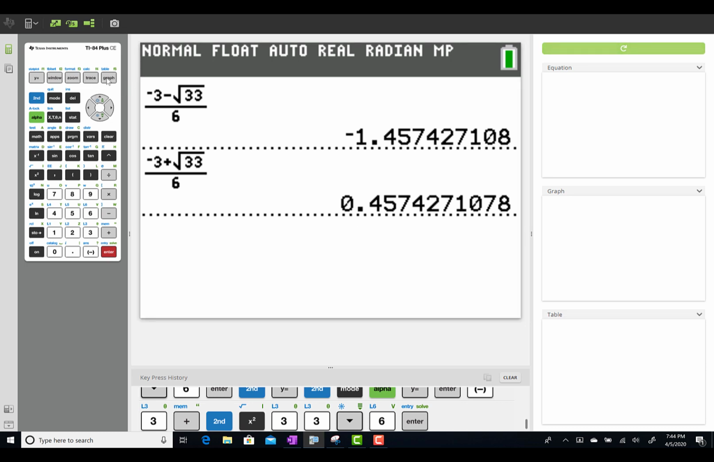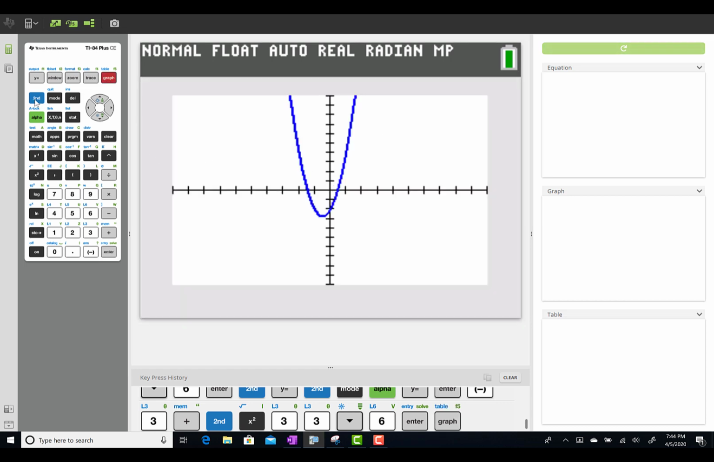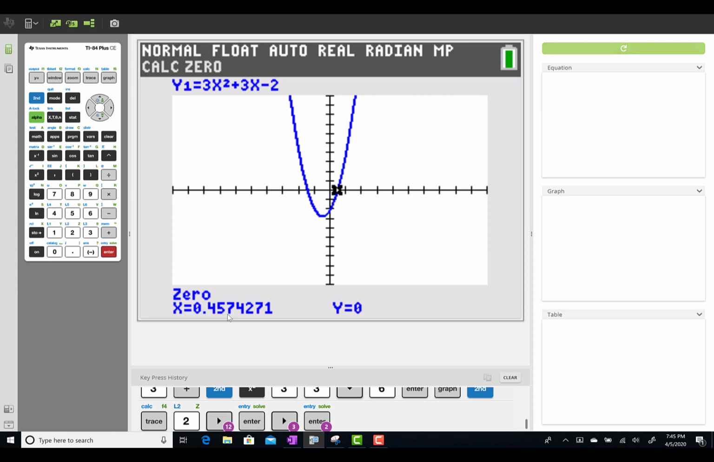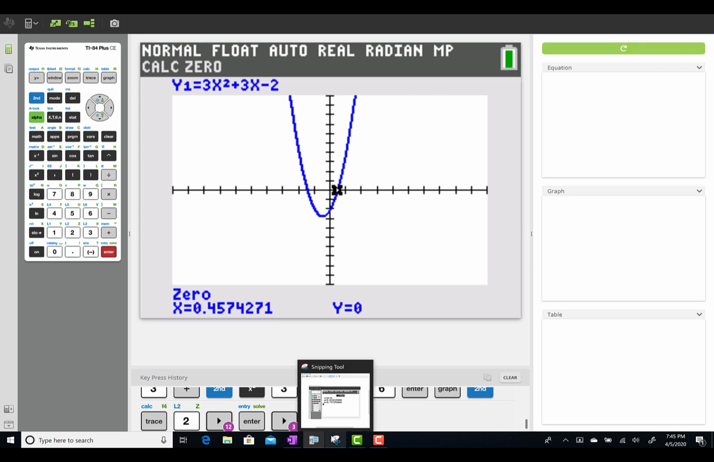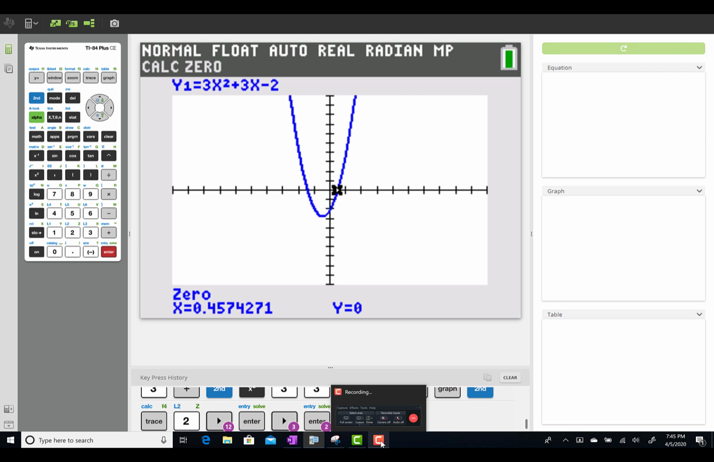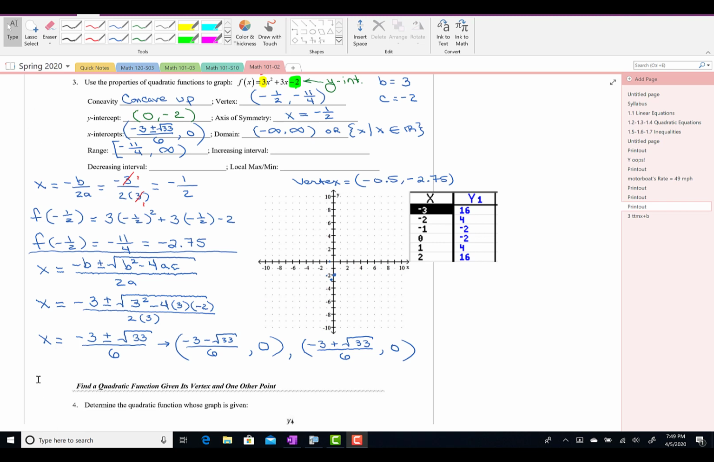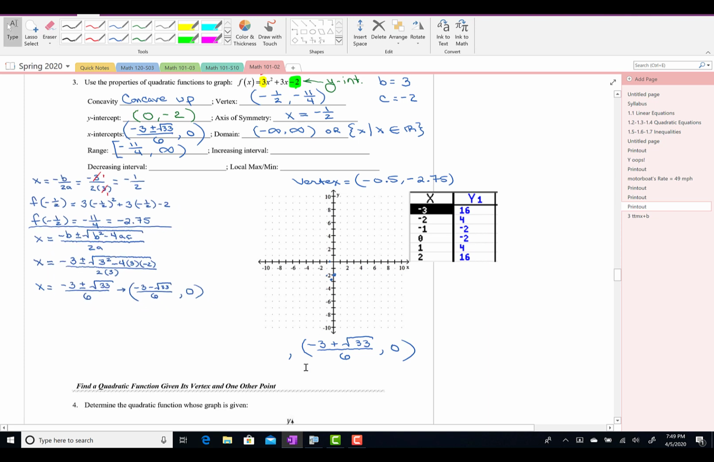0.457. Let me check on the graph and see if I end up with that same x value for that x-intercept. Let's go to zero. Left bound, I need to be on the left-hand side of this other x-intercept. Right bound, I need to be on the right-hand side. Enter for guess. And yes, I get 0.457. Yes, it's the same exact value that I had from when I did the quadratic formula. Now the value that I got from my quadratic formula is an exact value, whereas this is an approximation. So we know that we always prefer to use exact values when we're given answers, unless it's specifically asking for an approximation. I'm just going to make this a little bit smaller to make a little more space here, because this is taking up a lot of space.